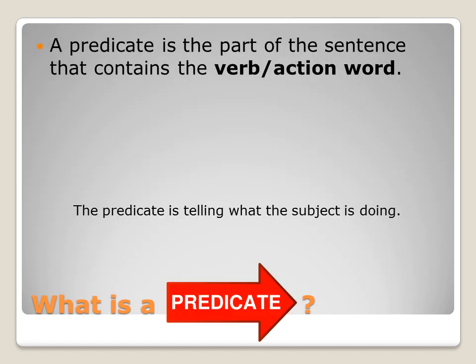First, let's think, what is a predicate? Well, a predicate is the part of a sentence that contains the verb or the action word. The predicate is really just telling us what the subject is doing. Let's look at a detailed example.